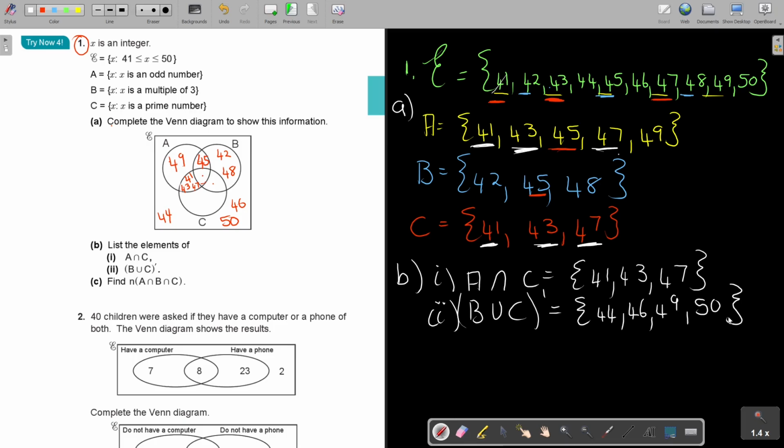Okay, and then the last one, number C. This is the amount. It's saying n of A intersection B intersection C. So that is representing that part. And if you see, there's nothing. So n(A ∩ B ∩ C) will be, don't make an empty set, just say 0 because it's an amount. So you can just say 0. Okay.